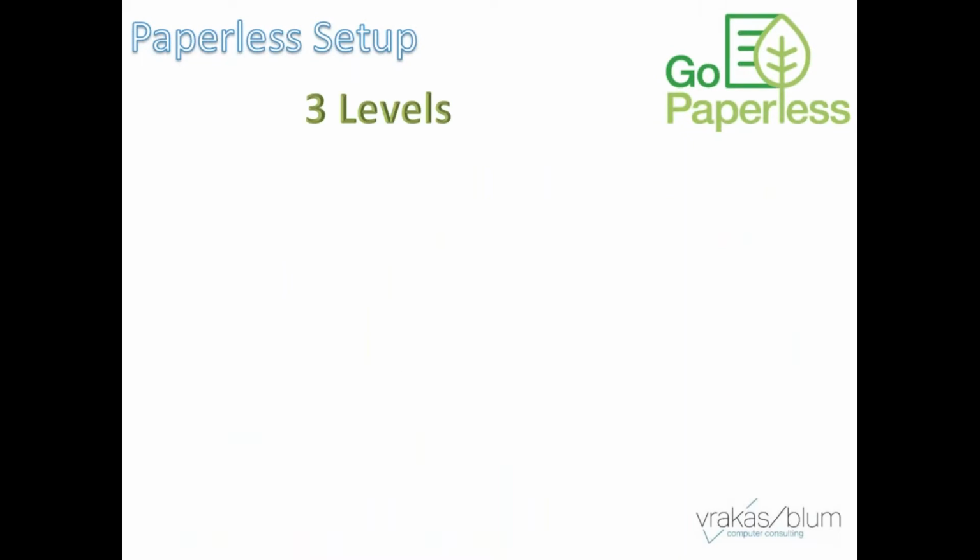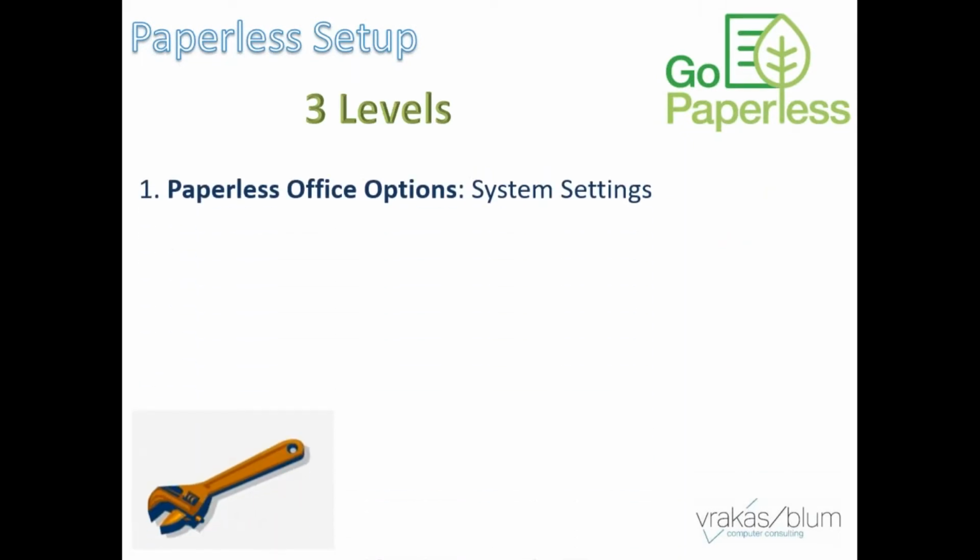There are 3 different levels to set up Paperless Office. In Paperless Office options, you have the system settings where you turn on and enable forms, reports, journals and registers, and period end reports. This is where you say, for this company, I want to print to Paperless these documents.